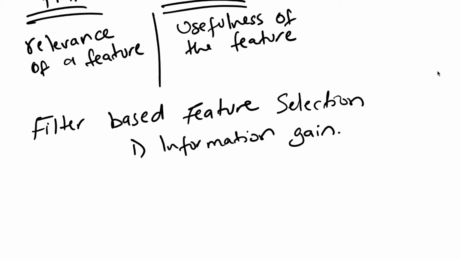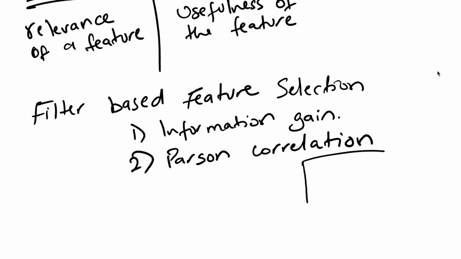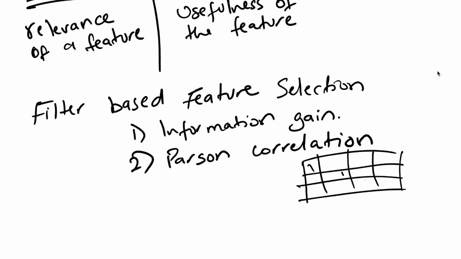That way you can select features for your dataset or for your subset. Another way of doing a filter based feature selection is through Pearson's correlation. What you can do is construct a correlation matrix where you can find out variables which are highly correlated to each other and also variables which are not highly correlated to each other.